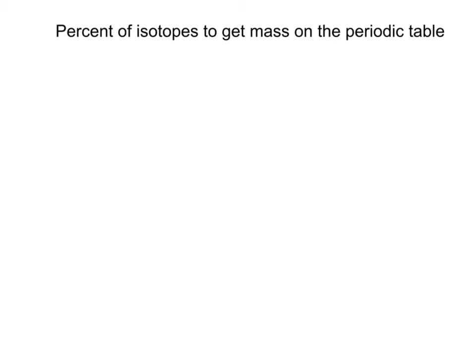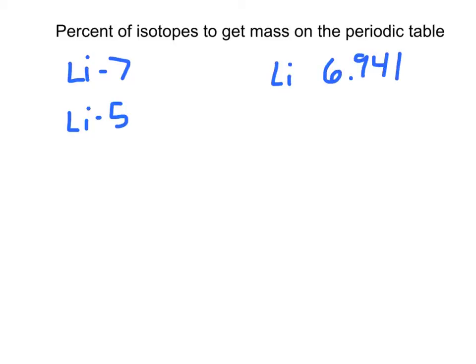Okay, so you need to be able to, given data, find out, using the percent of each isotope, how to get a mass on the periodic table, or how to compare it to a mass on the periodic table. So I'm just going to put some bogus data here, and say that I had lithium-7 and I had lithium-5, and I don't even know if they really do exist. But I do know on the periodic table that the mass of lithium is 6.941.